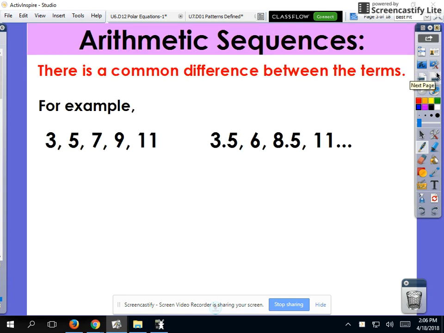An arithmetic sequence is a sequence with a common difference. Pretty straightforward. You are adding something every time. Could be something small, could be something big, could be something negative, could be a fraction or a decimal. So for the first one, we have 3, 5, 7, 9, 11. We are adding what? We're adding 2. Plus 2 here, plus 2 here, plus 2 here.